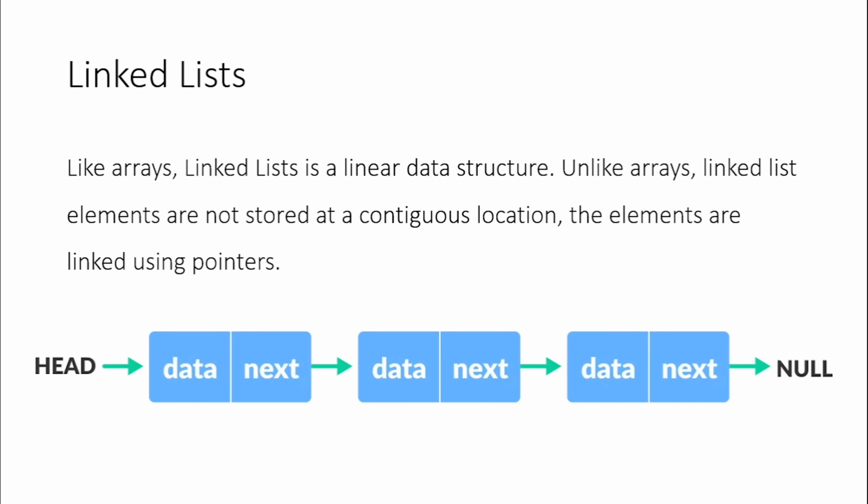Like arrays, linked list is a linear data structure, but unlike arrays, linked list elements are not stored at contiguous locations. The elements are linked using pointers. As you can see in the diagram, the memory locations of the data are not next to one another, but there are pointers directing to the location of the data. We'll get into linked lists and discuss everything in the coming videos. I will have separate dedicated videos on all these data structures. So this is just an introduction to all these data structures. Okay, let us move on to the next one.